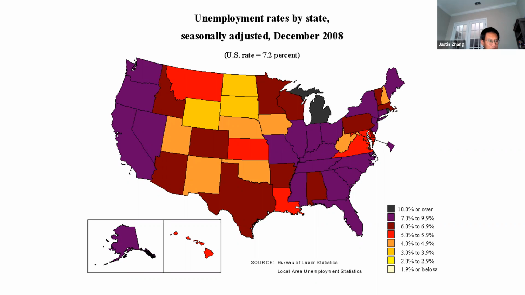So we know the problem is they're using different color hues to represent higher unemployment. They're using yellow, orange, red, purple, and black. The audience can certainly be confused, trying to think of purple as worse than red and dark red.